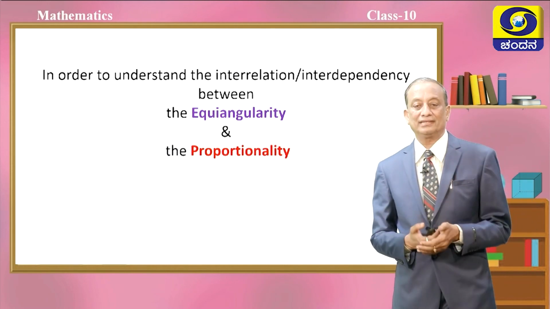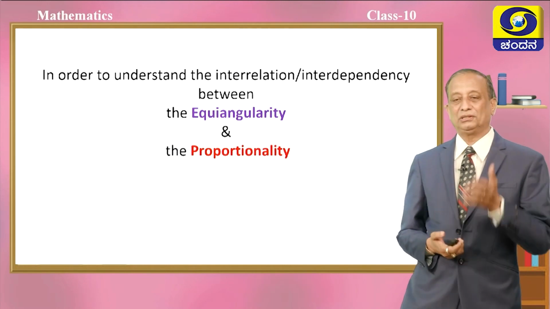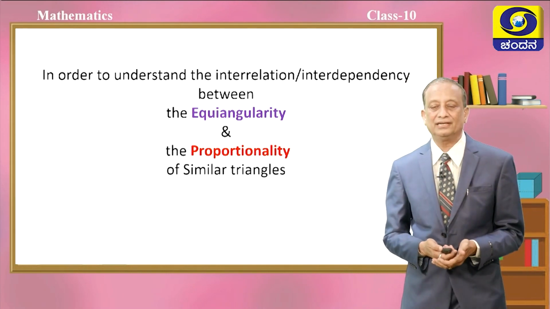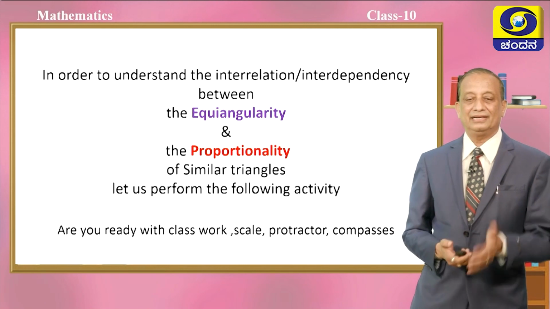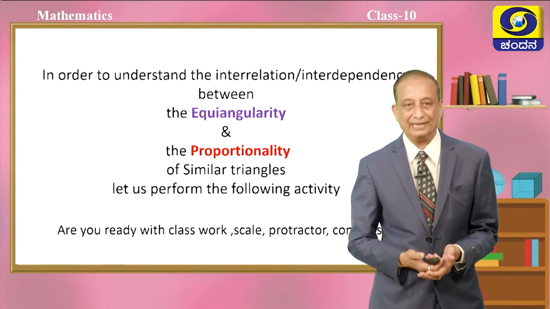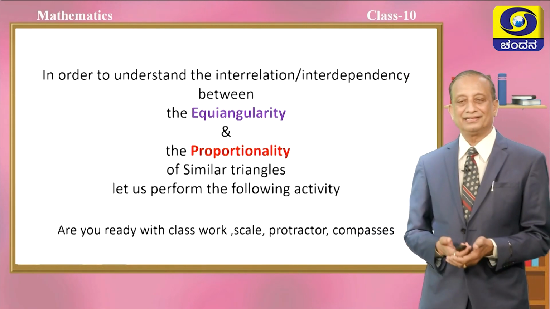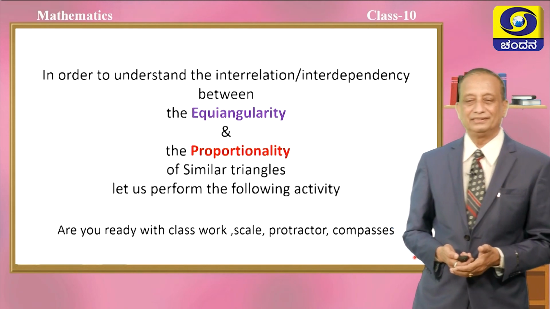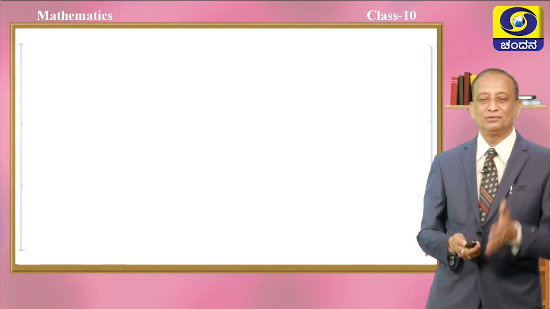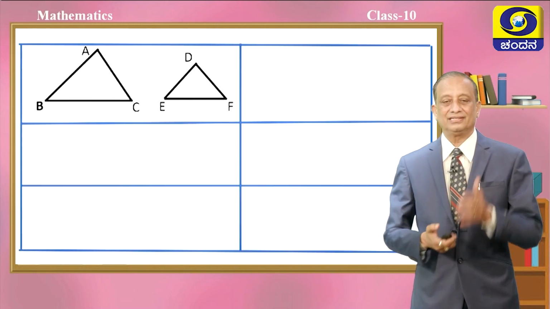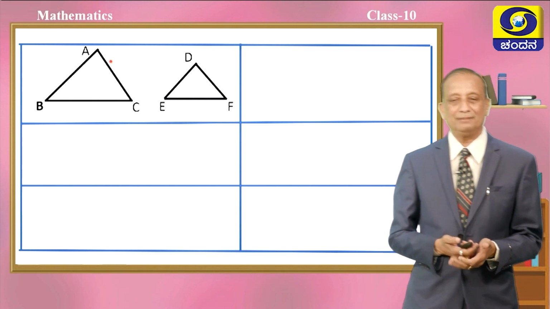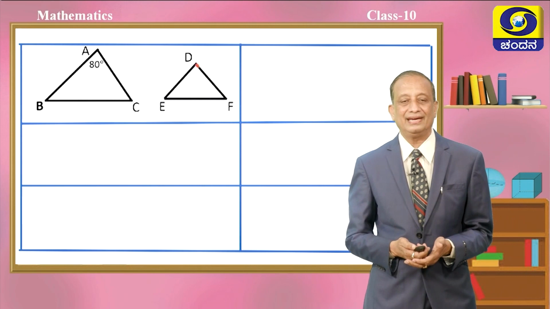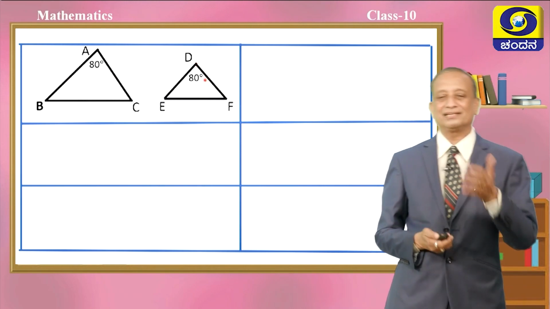In order to understand the interrelation or interdependence between the equiangularity and the proportionality of similar triangles, let us perform the following activity. Are you ready children? With class workbook, scale, protractor and compasses? Here we go children. Yes. Look at this pair of triangles, triangle ABC and triangle DEF. Let us suppose that angle A is 80 degrees and angle D is also 80 degrees.